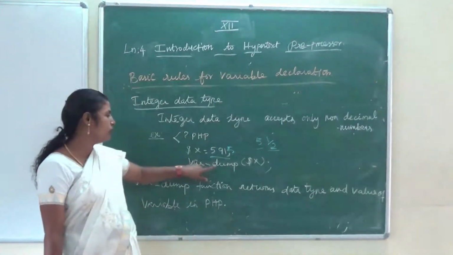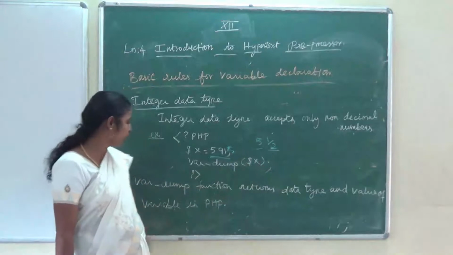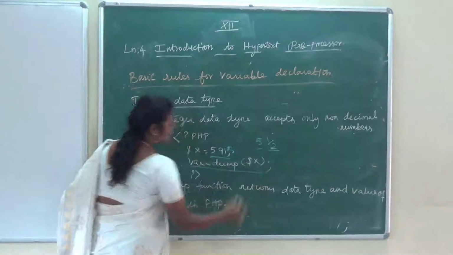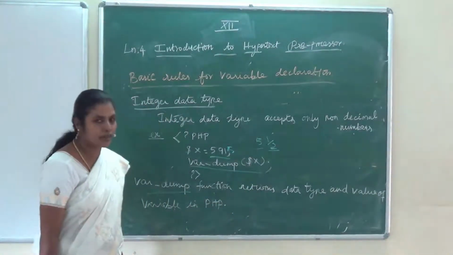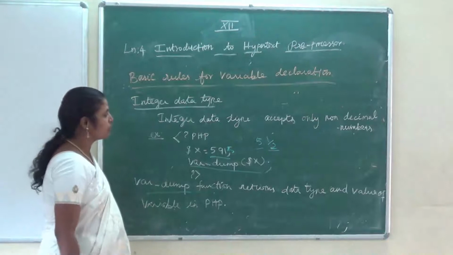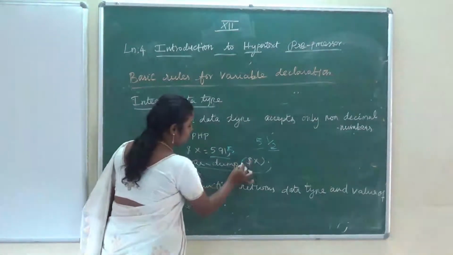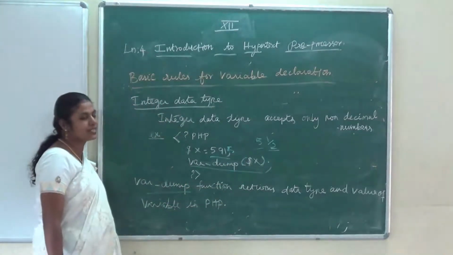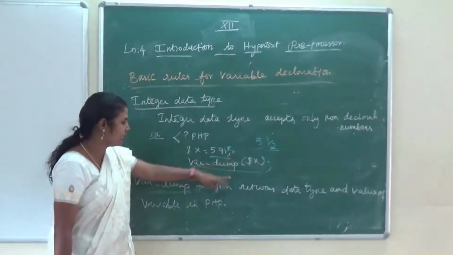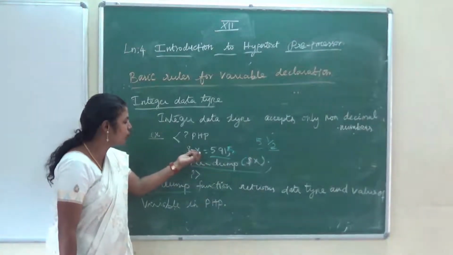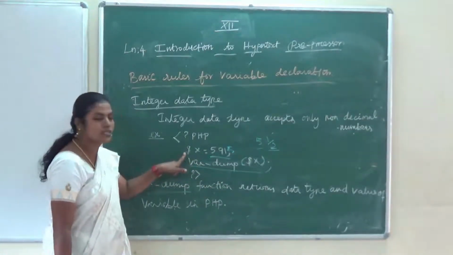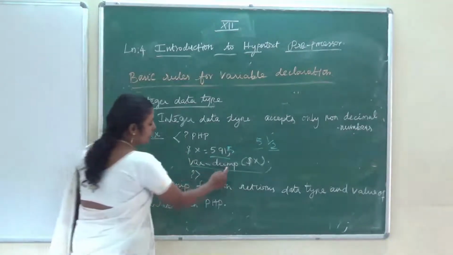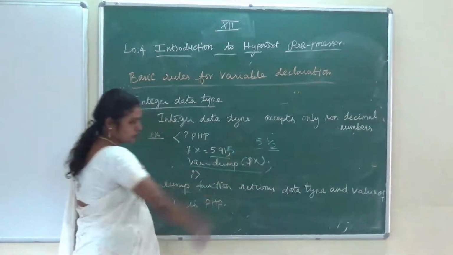Next one, var dump, then dollar symbol x. What is the use of var dump? First, var dump is a function. How can we identify a function? All functions contain open and close parentheses with a variable inside them. When you write only the variable with the dollar symbol, that is called a variable. A function contains the open and close parentheses.